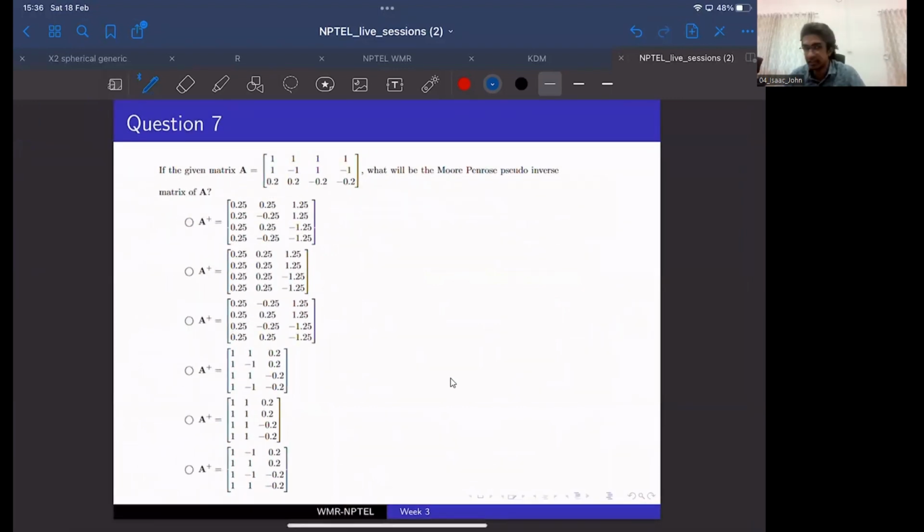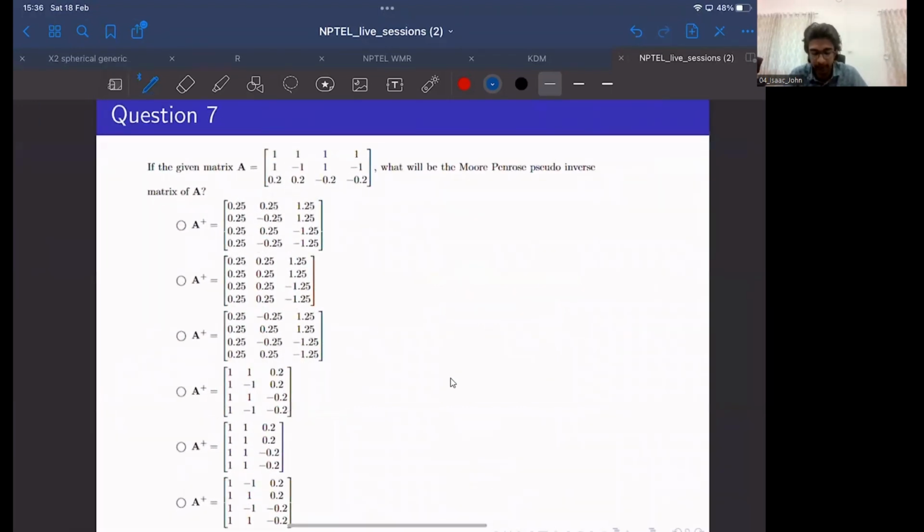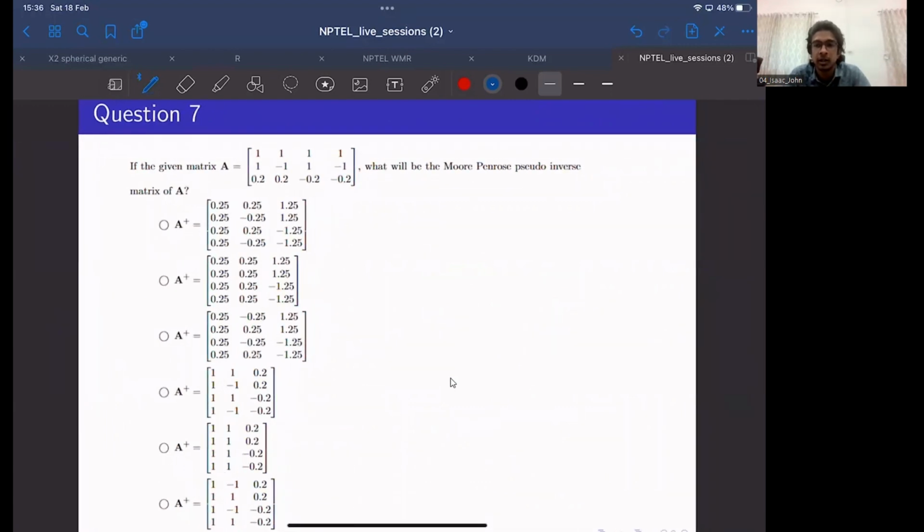All right. So question 7 says you are given a matrix, that too a rectangular matrix. So what will be the Moore-Penrose pseudo inverse of A? Could any one of you identify what would be the right solution of the Moore-Penrose inverse for this equation? There are two cases of Moore-Penrose inverse. That depends on what sort of matrix you are dealing with.